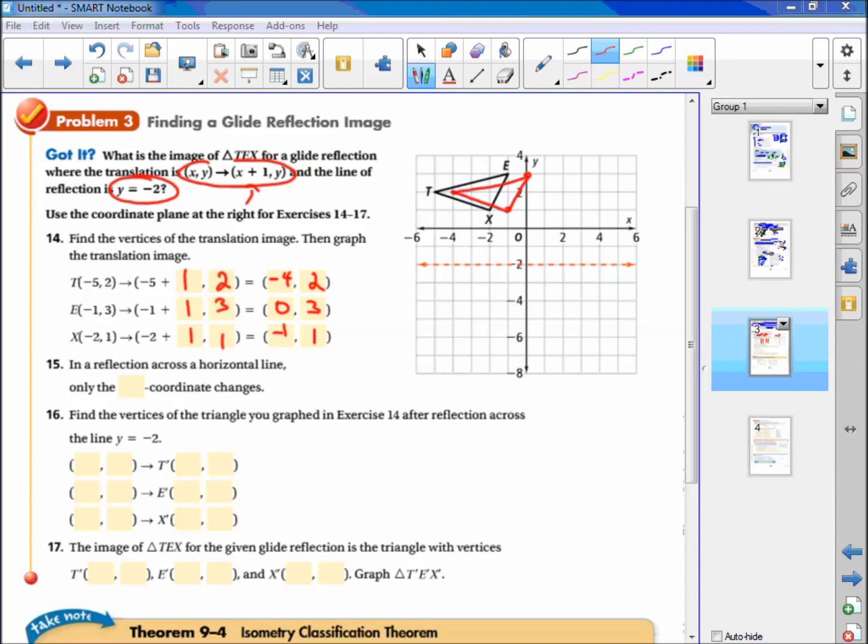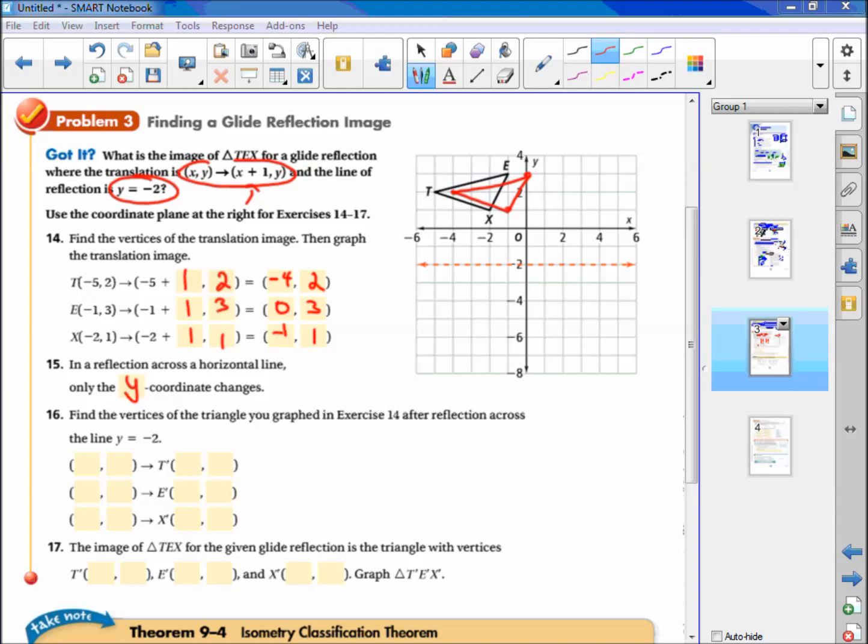And then it says in a reflection across a horizontal line, only the, well, what's going to change? Which coordinate? So going over a horizontal line is going to leave the x coordinates the same. It's only going to change the y coordinate. Okay, and that's because we're flipping it up and down, so the left and right of the points stay the same. All right, so find the vertices of the triangle you graphed in exercise 14 after the reflection across y equals -2.